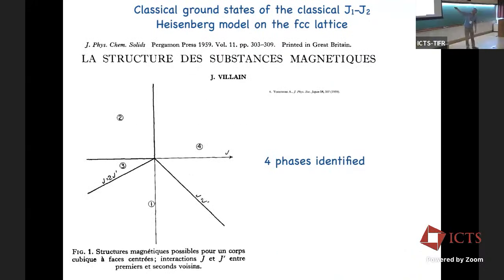There was another paper in '59, by Villain, and he tried to identify the phases of the FCC lattice with J1 and J2 parameters. He identified 4 phases. I'm not drawing the phases here, you will see them later.